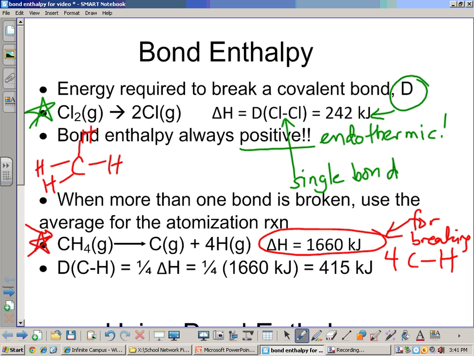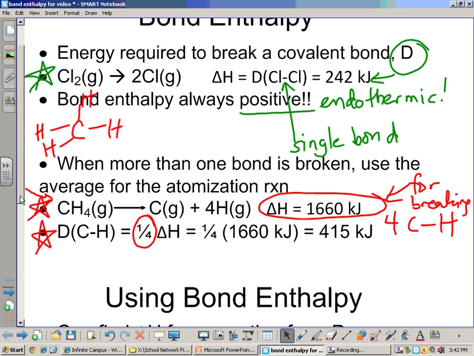Well, then how much energy is required to just break 1 carbon to hydrogen bond? Take an average, right? This value right here is for 4 C-H bonds, so just one C to H bond is only going to be a quarter of that amount. So 1660 divided by 4, 415 kilojoules is the average for breaking 1 carbon to hydrogen single bond. So if we're in a case where we have multiple bonds being broken, often bond enthalpy is calculated by simply averaging the entire atomization event.